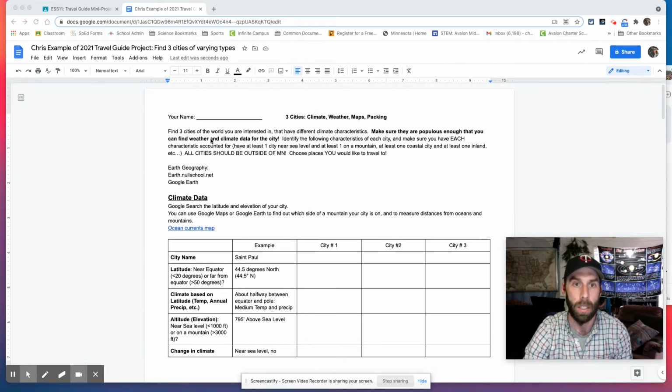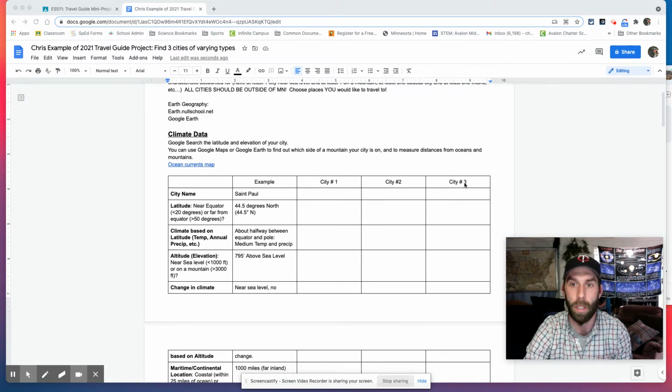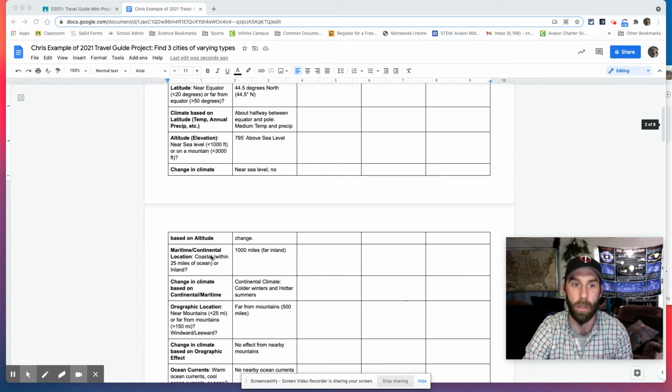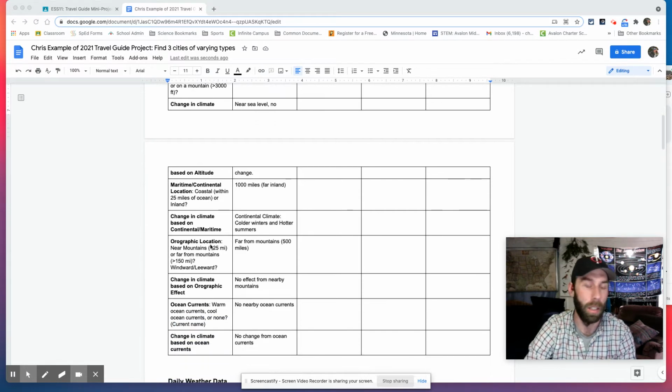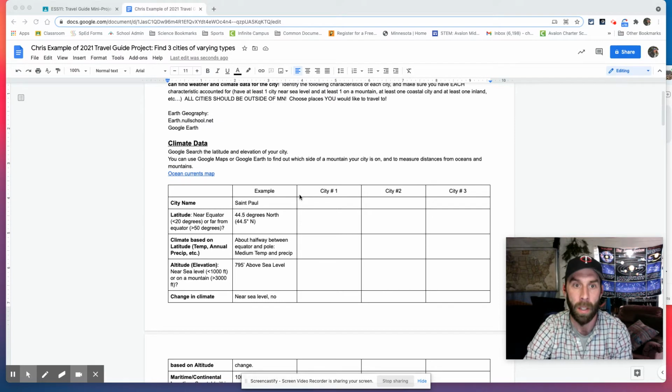All right, so in general, what you're going to be doing is looking at three different cities. You're going to talk about each city's climate based on its latitude, its altitude, whether it's maritime or continental, and orographic effects and ocean currents. So let's take a look here.